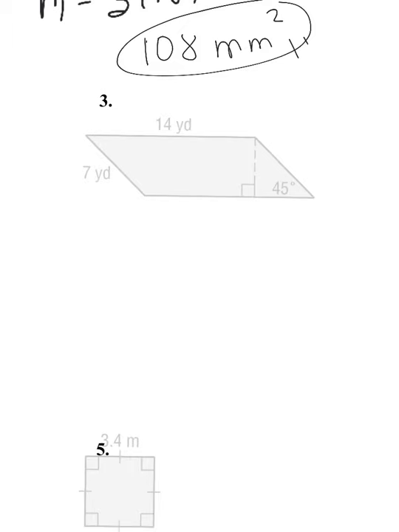By definition, parallelogram, both pairs of opposite sides are congruent and also parallel. Area of a parallelogram is base times height. So area is base times height, just like a rectangle. So in this case, the base is 14 and the height is over here. So let's think about this. If this side is 7, this is also 7.